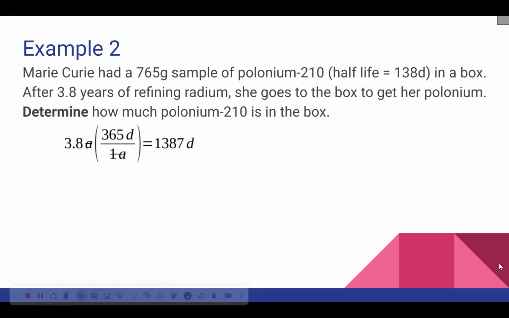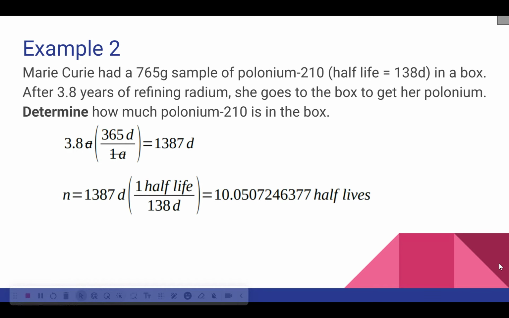Don't worry about leap years and stuff. This is a good enough estimate for us. So we find out that 1,387 days have passed. And that's not just by fluke. I've set it up that way so that we can take 1,387 days and compare it to polonium-210's half-life of one half-life each 138 days, and I find that the number of half-lives, little n, is about 10.050 and so on. It's about 10 half-lives that have passed.